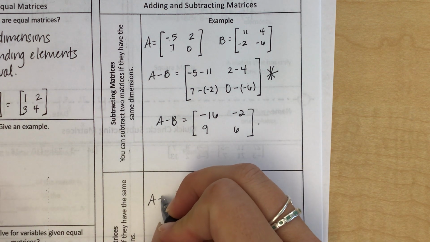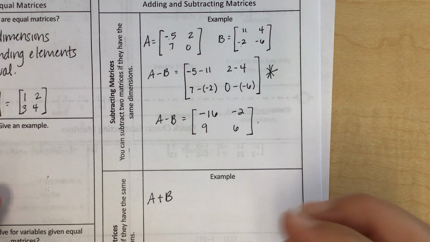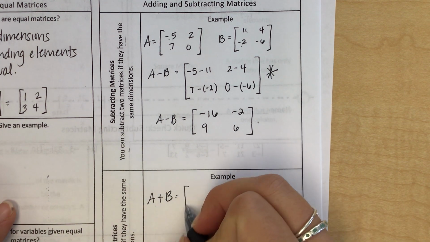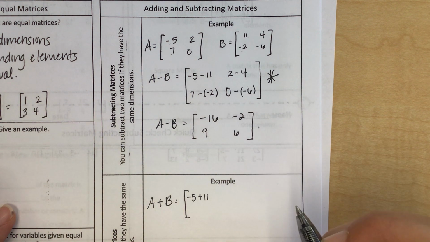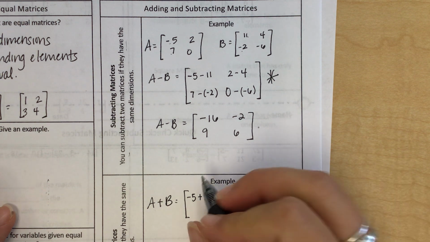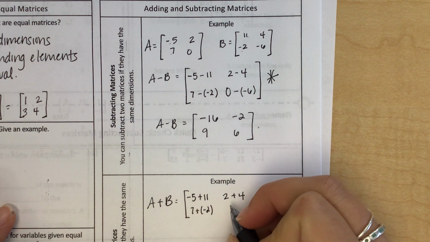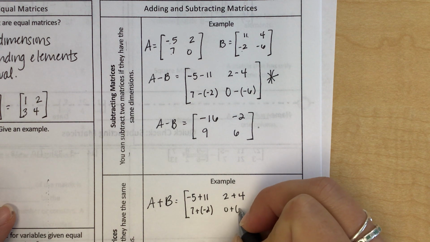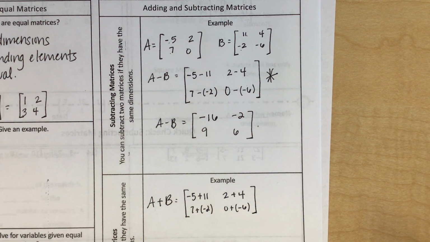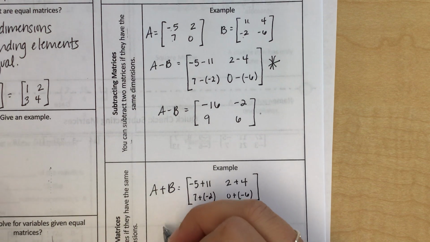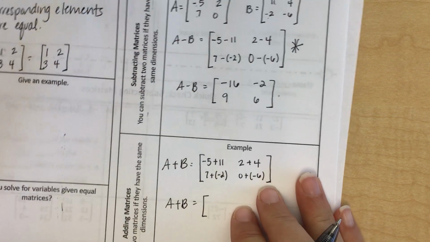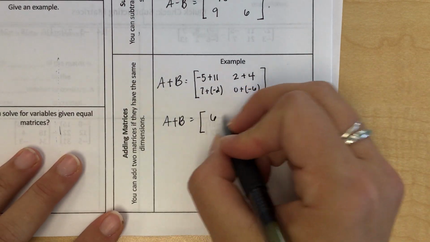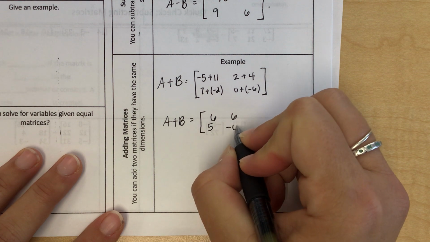Okay? Now let's still take A and B, and now we're going to add. So we're going to take A plus B. Again, the step I'm showing you is not necessary when you're doing your own problems. So we're taking -5, and we're going to add that to 11. 2 plus 4, 7 plus -2, and 0 plus -6. With adding and subtracting, all you're doing is adding and subtracting the numbers in the same location. So then you just do your addition here. Then you would have 6, 6, 5, and -6.